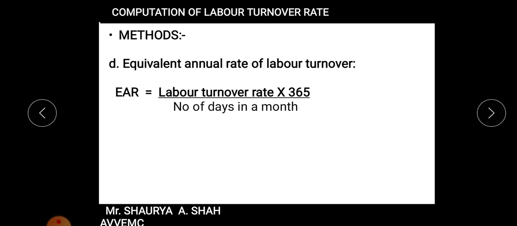So equivalent annual turnover rate, that is your EAR. I hope you all are very much clear with the four formulas. One is separation upon average number into 100. Second is replacement upon average number into 100. Third is separation plus replacement upon average number. And the fourth is your EAR. So this is all in your second part, students.